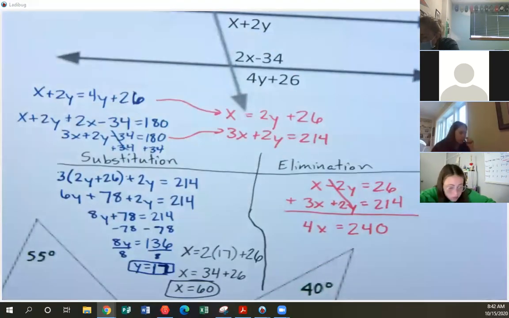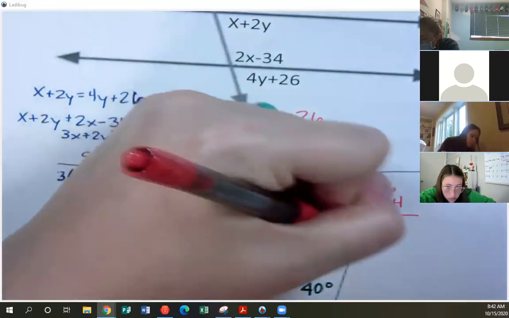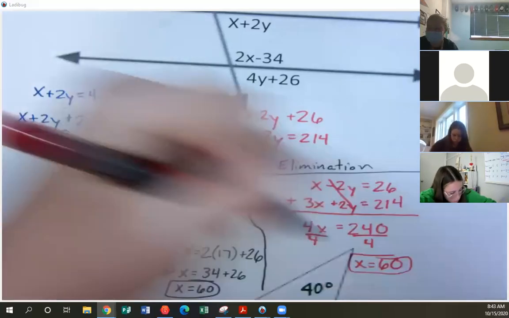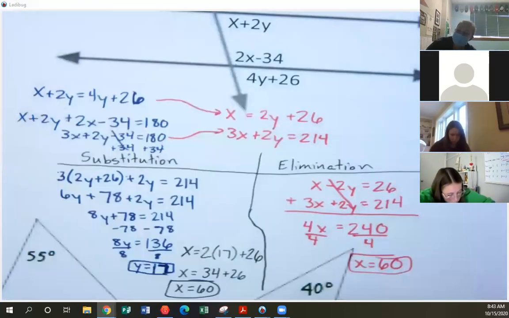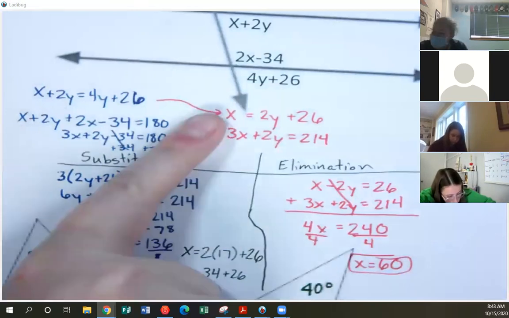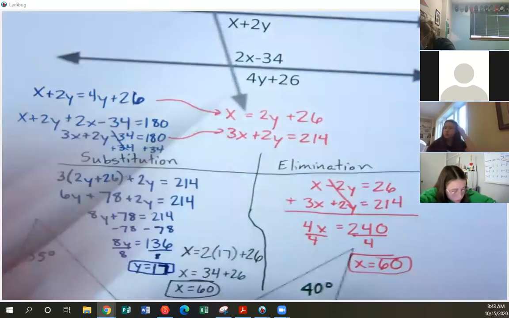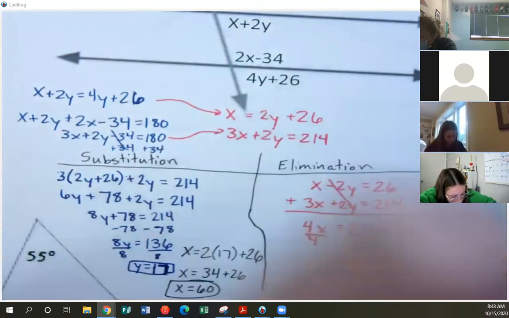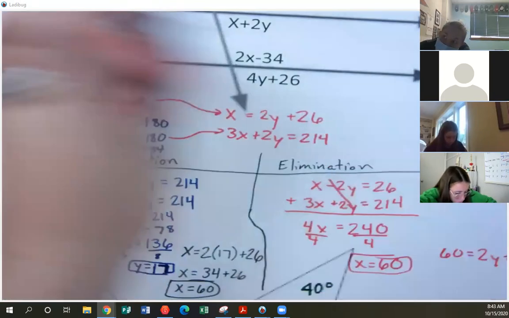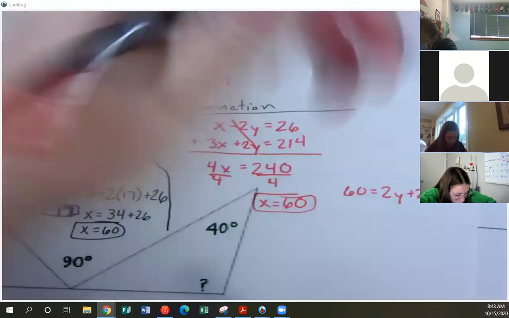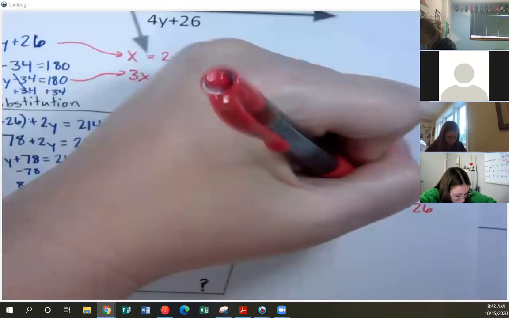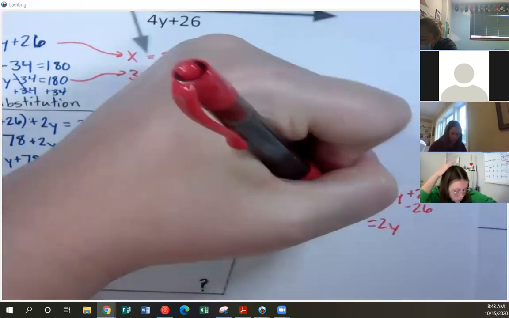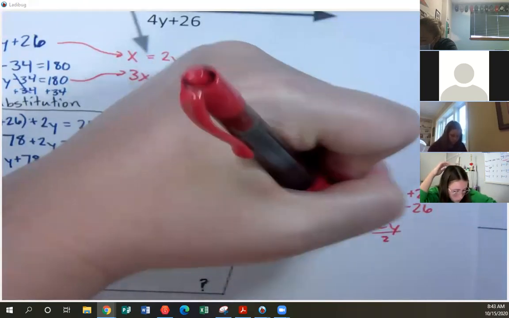And then when we divide by 4, x will be 60. That's nice. So if we know that x is 60, we can look back up here in this equation and plug x in. 60 equals 2y plus 26. And we would subtract 26 on both sides, and we would get 2y equals 34. Divide by 2, y equals 17.